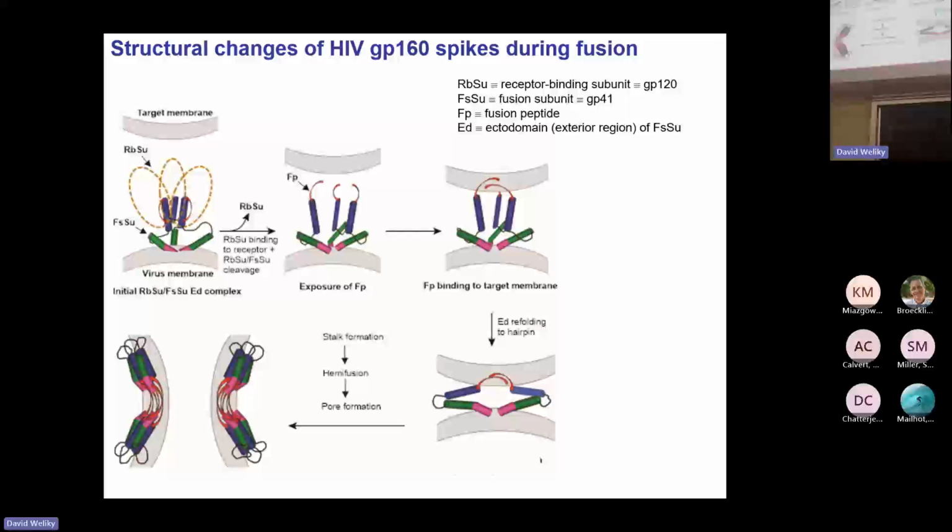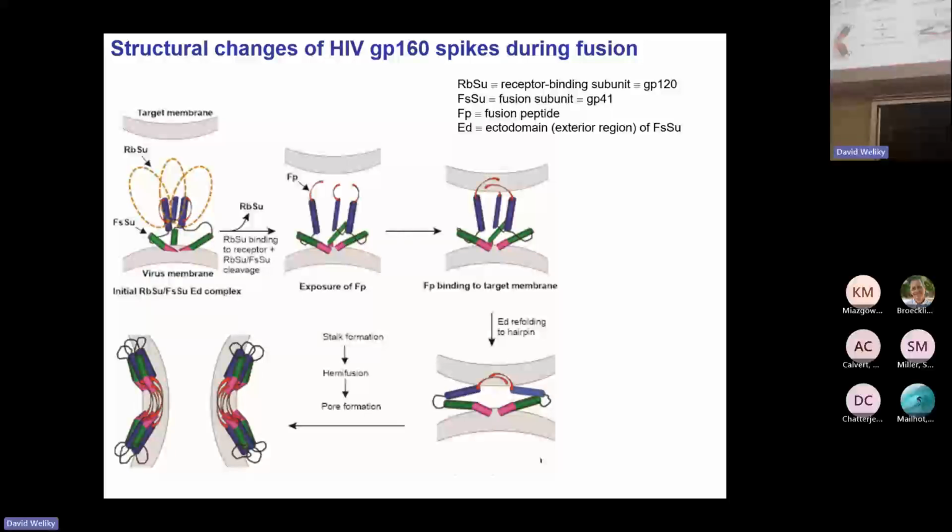So this is a schematic model of fusion, very schematic. I hesitate even to call it a model. It's really pictures, and there is some experimental evidence for some parts of the pictures. So the spike has the fusion subunit that's colored here, and it actually has a transmembrane segment that goes through the virus membrane. And then these dashed brown ovals represent the receptor binding subunit, which is typically non-covalently attached to the fusion subunit.